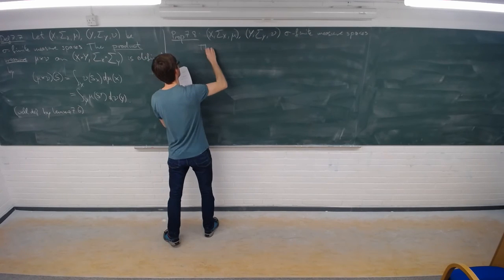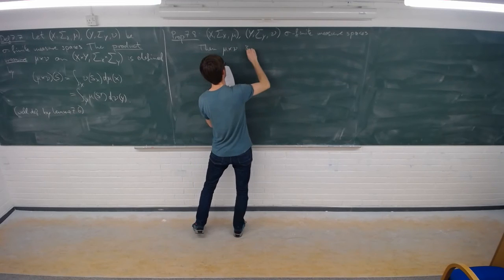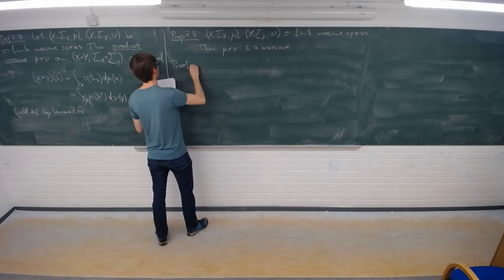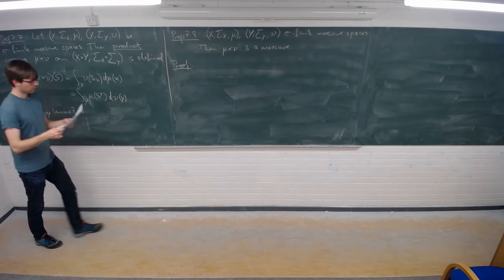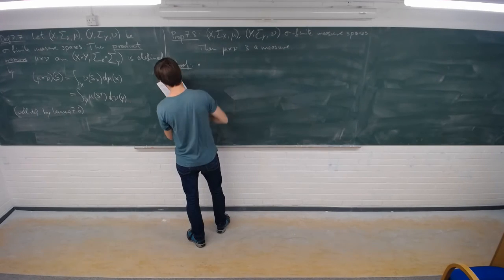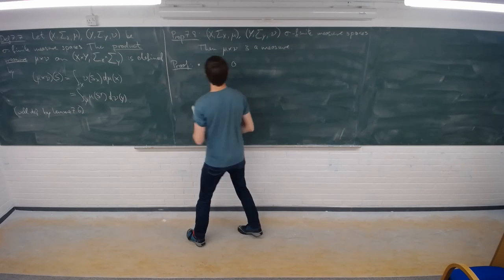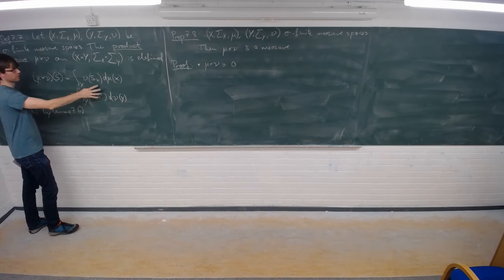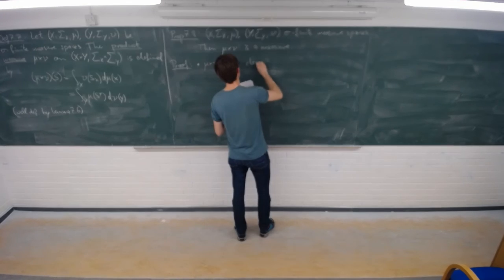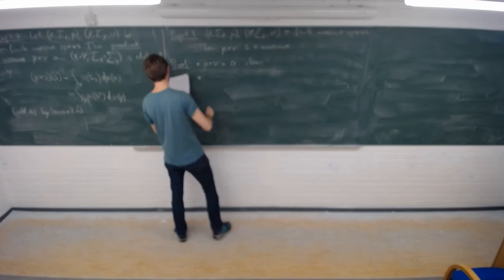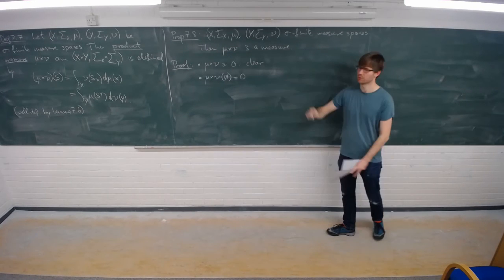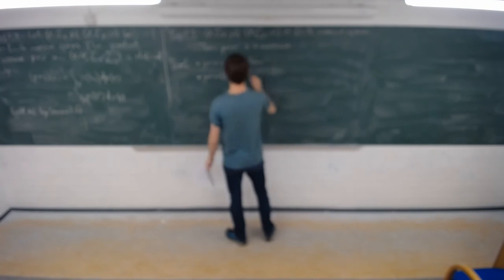Then μ × ν is a measure. And the proof is not too difficult. We have to check three things. First, μ × ν must always be non-negative, but that's clear from the definition because it's defined as an integral over a non-negative function, so it's always non-negative. Similarly, if you plug in the empty set, you have to get 0. That's also clear from the definition.